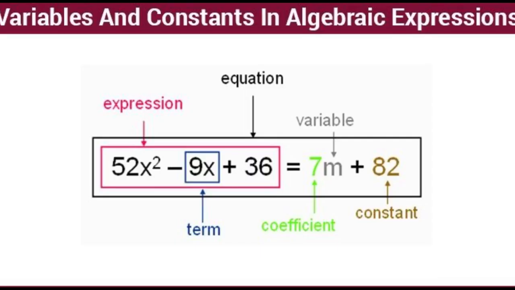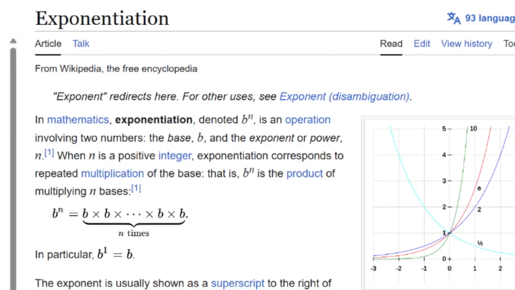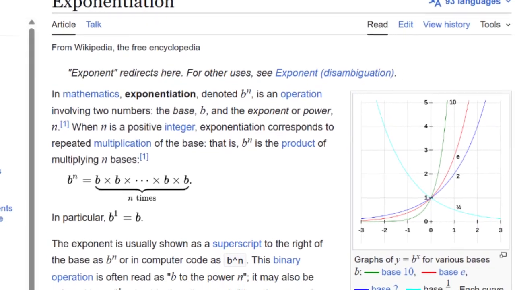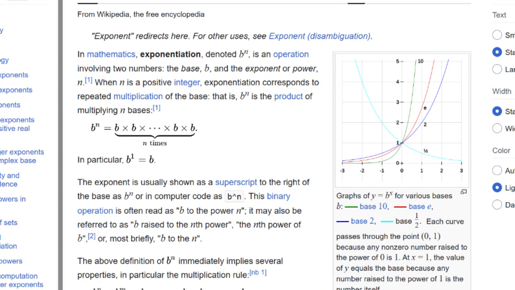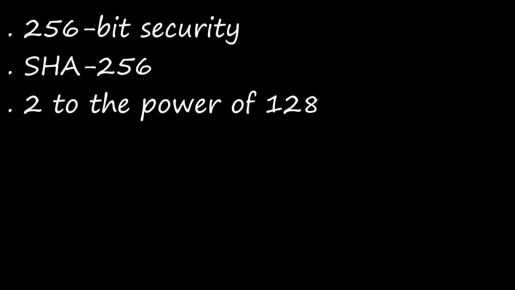In the previous video, we learned about variables, expressions, and equations. Today, we are going to talk about exponents and powers. Again, this topic may seem simple, but powers are everywhere in cryptography and zero-knowledge proofs. Whenever you hear things like 256-bit security, SHA-256, 2 to the power of 128, or equations like x squared, you are dealing with exponents. So before moving to more advanced topics, we need to become comfortable with powers.